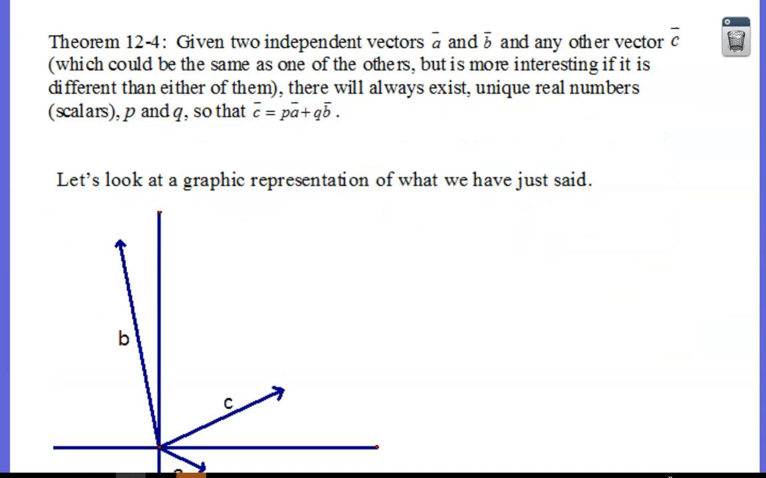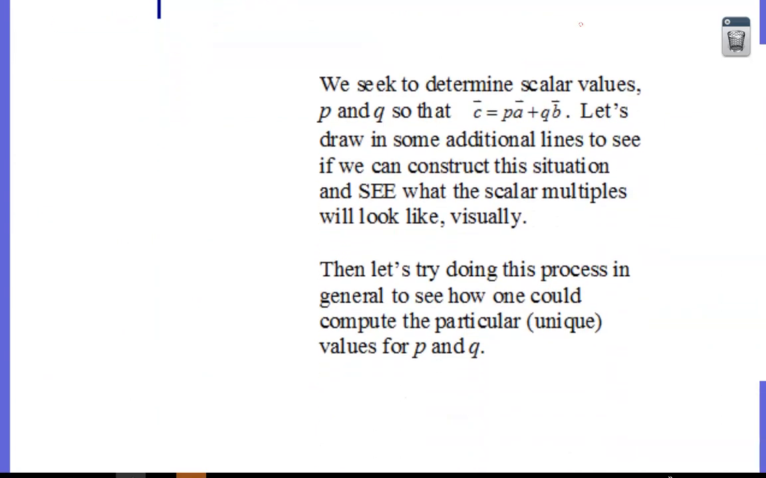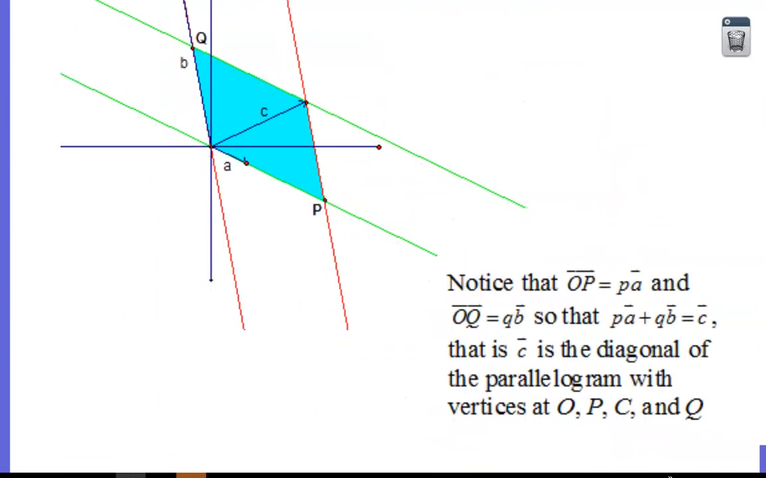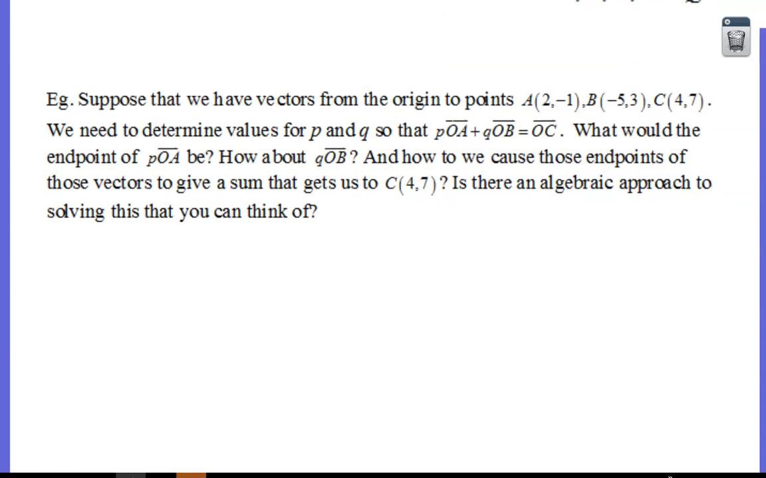Okay. So again, I showed you that representation here. Okay, so we can try one. Suppose we have these points, A, B, and C. They come from the origin, and I want to figure out what vectors would add up to OC. So let's graph this first. Point A is out at 2, negative 1. So there's vector OA. B is negative 5, 3.